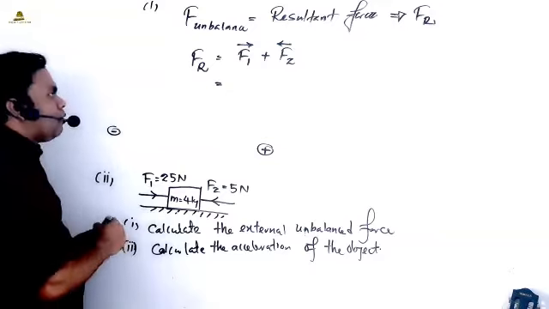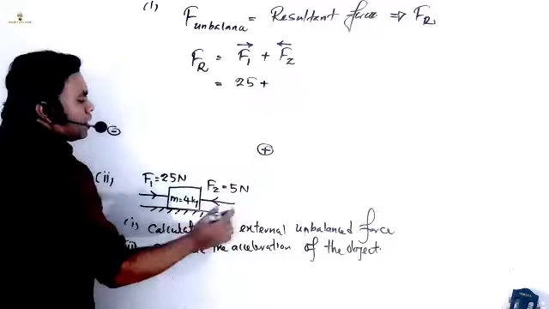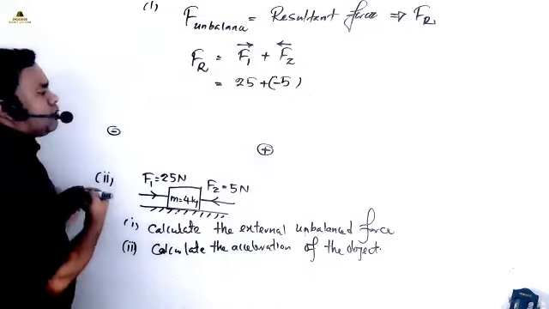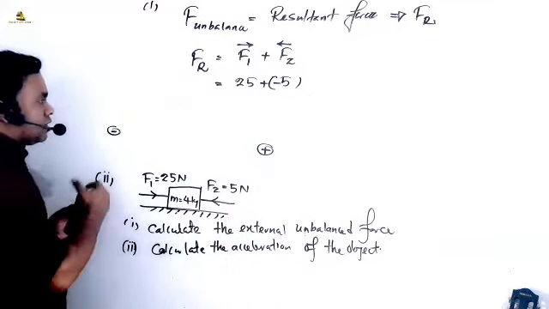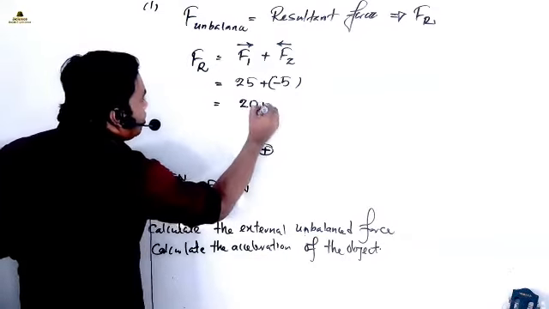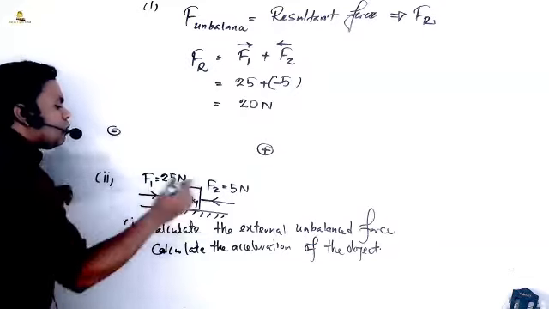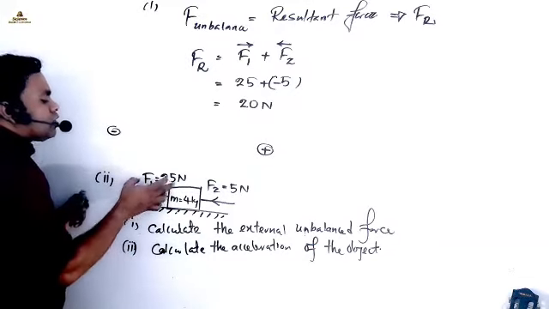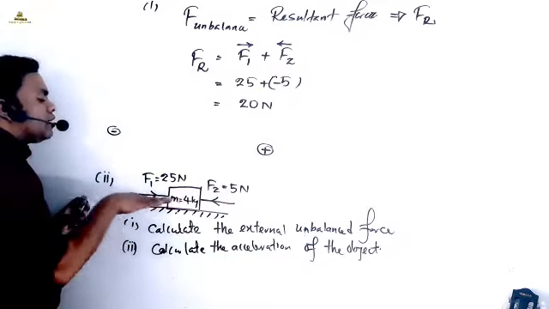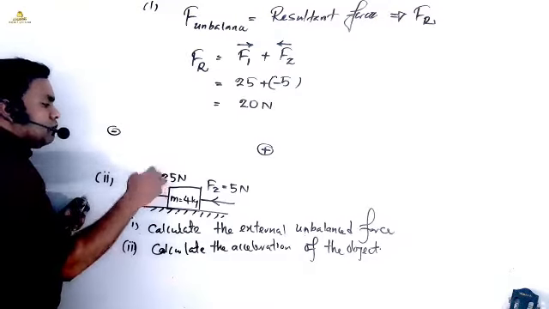You can see F1 is 25, positive, plus F2. F2 is 5 newtons but opposite force, therefore we have to apply a minus value for that. Yes, you end up with the resultant force being 20 newtons positive. Although 5 newtons acts against this forward movement, F1 is 25 newtons and F2 is 5 newtons. F1 is then 20 newtons more than F2.